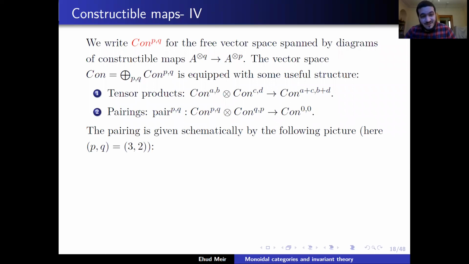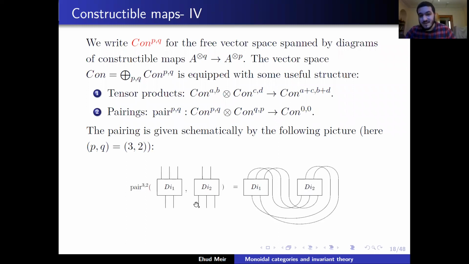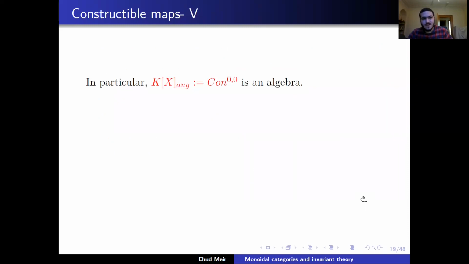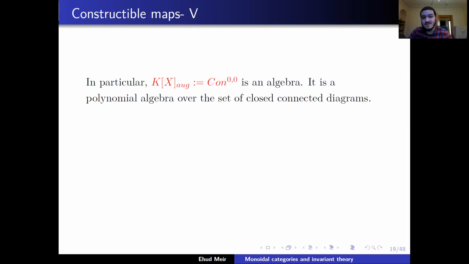And schematically, it is just given by, if we think of these two as maps, we can take their composition and take the trace of the composition. So schematically, we can write it like this. If we have, let's say, D1 and D2, we connect the output strings of D1 to the input strings of D2, and the output of D2 to the input strings of D1. And we get a closed diagram, and this just gives us a number, or an element in Con(0,0). Okay, so in particular, what we get is that this Con(0,0), the linear span of closed diagrams, is actually an algebra. What does the multiplication look like?